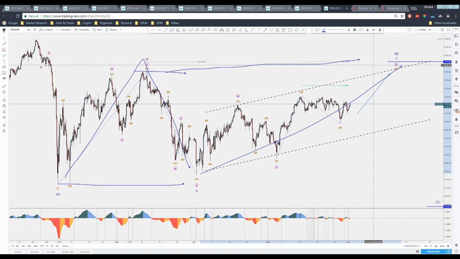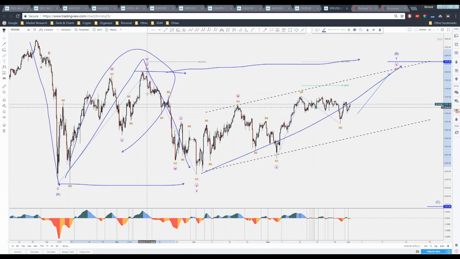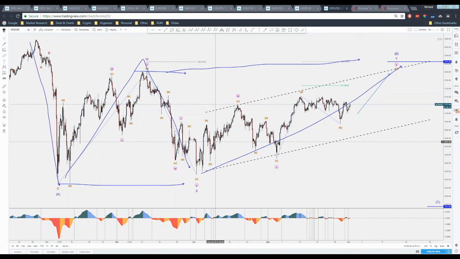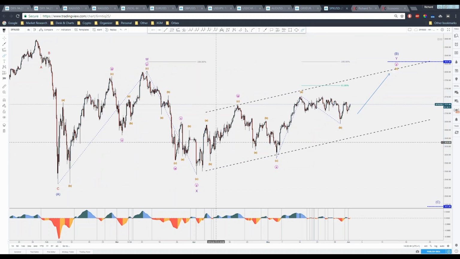Doesn't matter how it goes, it needs a three-wave move, because this is impulsive, this is corrective, this is corrective, this is corrective. So in other words, the S&P 500, in my personal opinion, would need a bullish run towards 2,825. Let's say anything higher than 2,800 would do, right? Before the bearish leg would even occur.